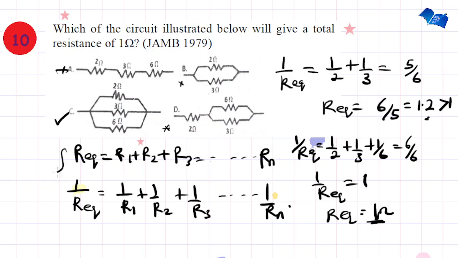So your knowledge of what happens when resistors are connected in series or in parallel will give you an edge in solving this question, because looking at the options eliminates A and D directly. A will give us a total equivalent resistance greater than 1, because 2 alone is greater than 1, and 2 plus 3 plus 6 is far greater than 1. D is 2 plus the parallel combination of these. The parallel combination, I know, should be less than 1, but 2 plus it should also be greater than 1. So this should be out already. Then you are left with 2 options to work with. Let's move to the next question.